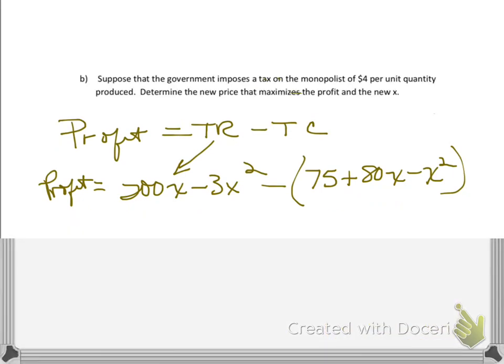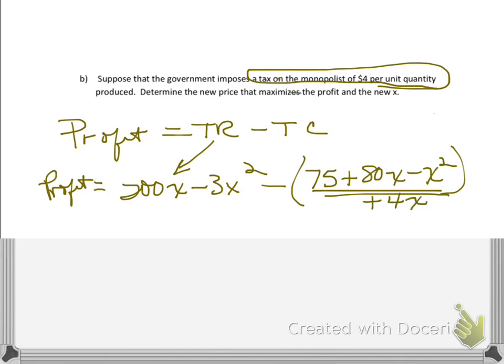Okay, in the second part, it's saying, suppose that the government imposes a tax on the monopolist of $4 per unit quantity. So what is this tax? This tax is going to be another cost. So that is 4x. So that means that the total cost not only equals this, but you have to add another 4x in here under costs. Okay, so with that in mind, let's rewrite this profit equation.